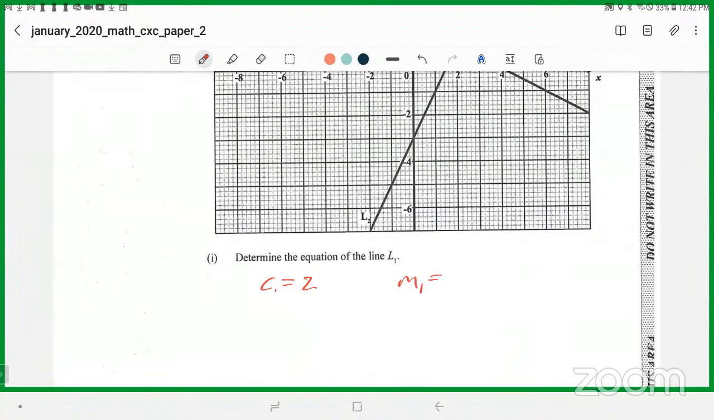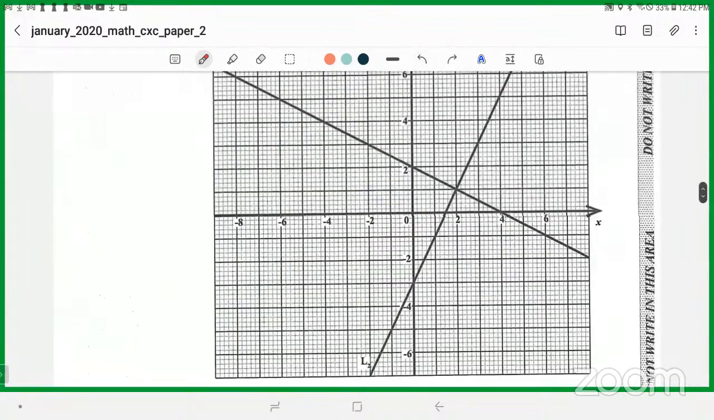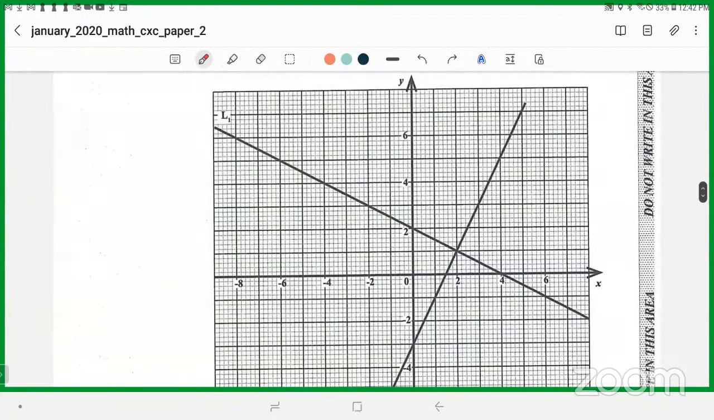Let's call it C1, meaning C on line 1 is 2. And let's count out the gradient. So we just need to find 2 points on line 1 and count out the gradient. Any 2 points. You can use this point and this point. So it's rise -2, run 4. So it's -2/4 right away, which is -1/2.